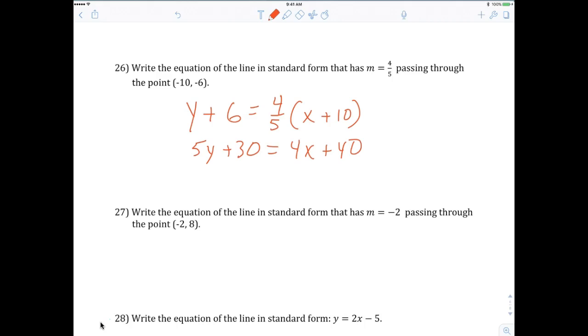So what would it be? Put the y on one side. So it'd be what? 4x minus 5y, and then put the 40 on the other side, and it's negative 40 plus 30. That's negative 10. Thank you.